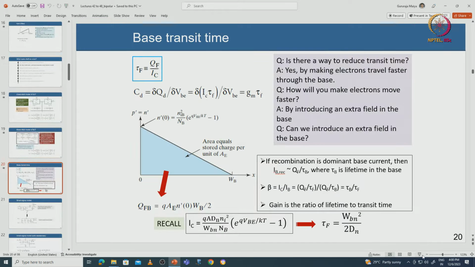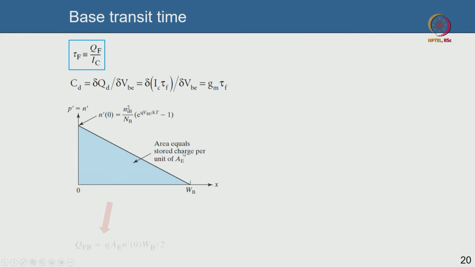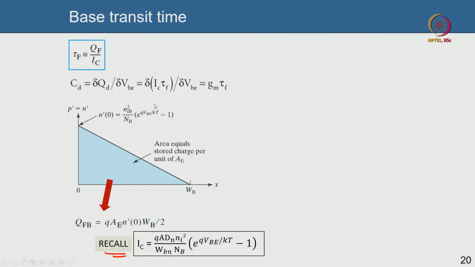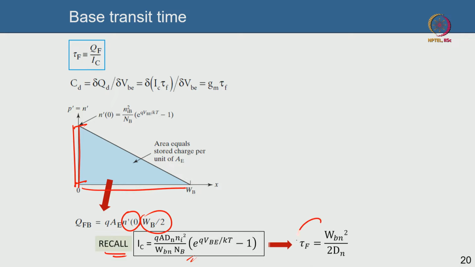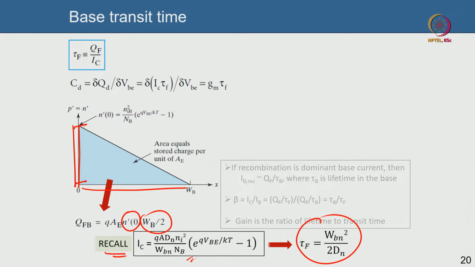The area under the triangle is basically given by this expression, which is half into height into base. The base is WB, so WB by 2, half of base into the minority carrier concentration at the edge of the base emitter depletion, and that's precisely n dash 0. If you plug in all these values, you get tau f to be WB square by 2 Dn, which is precisely what I said.